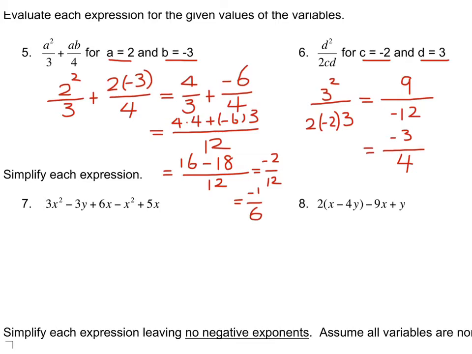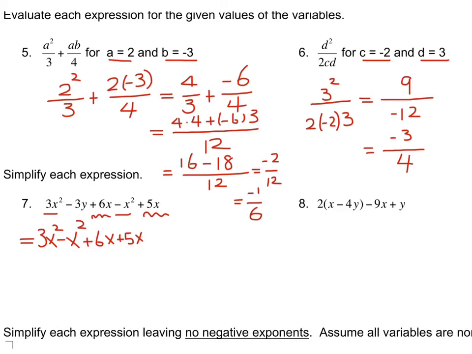Number 7. So what does it mean by simplify? You collect like terms. If you have the same variables raised to the same power, then that's called like terms. So what's 3x squared minus x squared? If you are not familiar with this, be sure to review. Okay, I'm going to put them together. Next, what else are same variables raised to the same power? I have 6x and 5x. So I like to put them together. I'm using the commutative rules.